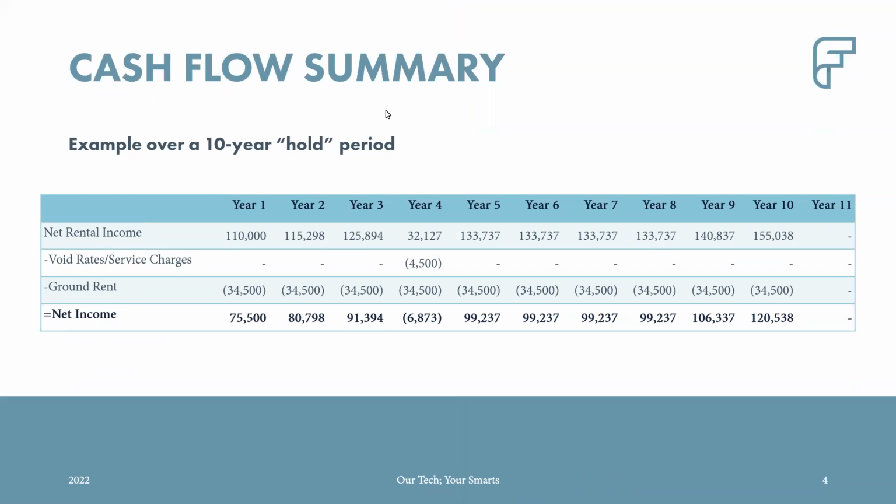Okay, so a bit of a recap. For those of you that joined our session 2 weeks ago, this is where we left off. This is an example of what a really high-level cash flow would look like over a 10-year hold period. So that is an assumption that the owner of this property would own it for a duration of 10 years, and during that 10-year period would forecast net rental income, the void rate service charges that would be due when we have vacant space, and also any ground rent if it's a leasehold property. So that bottom line is that net income, and that is the line we're interested in during the hold period.